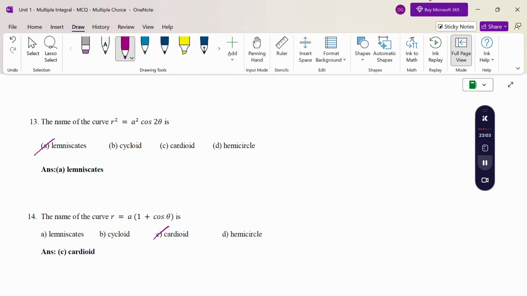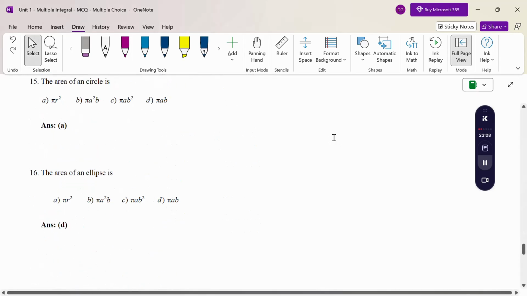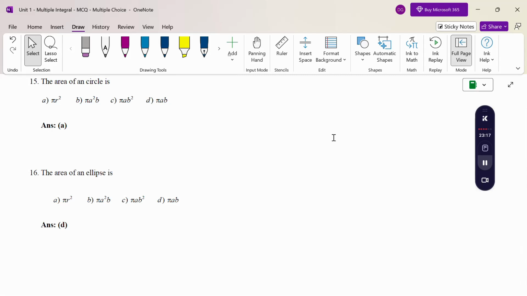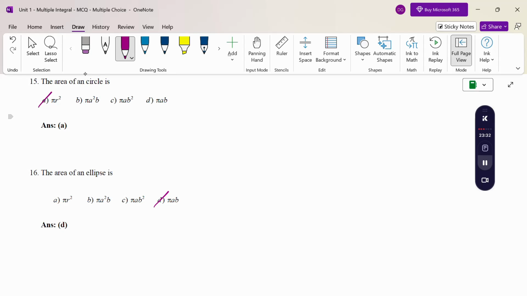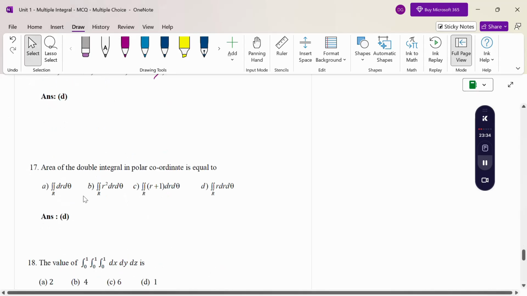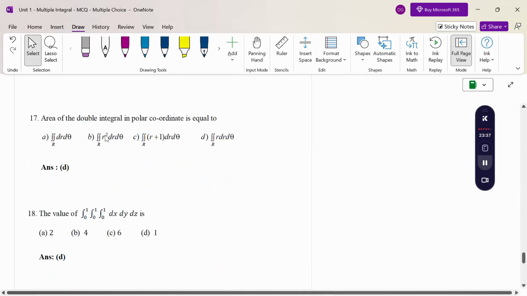And the next one, the area of the circle. Everyone is familiar with this, but we are using double integration to find the area, though we can show the formula directly. Area of circle is pi r square. Option A. Area of ellipse is pi a b. And then the polar form.